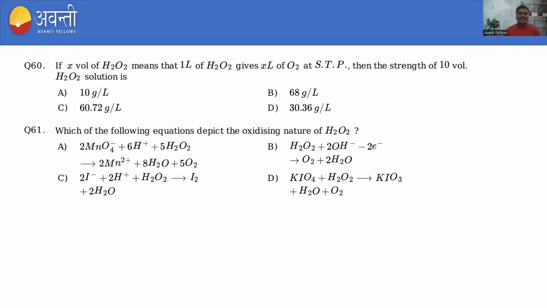Okay, let's see the next one. That is question number 60. What does question 60 ask? If X volume of H2O2 means that 1 liter of H2O2 gives X liters of O2, this is the meaning of the strength of hydrogen peroxide, then the strength of 10 volume of H2O2 solution is.